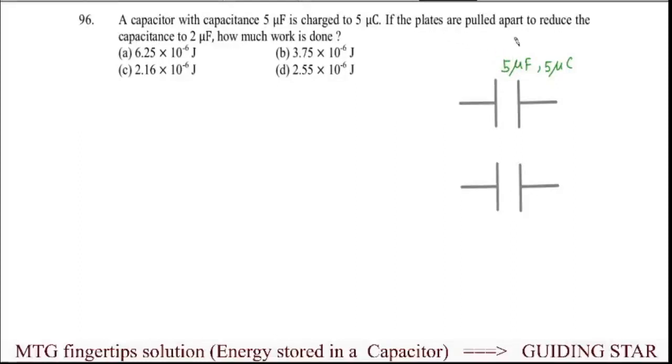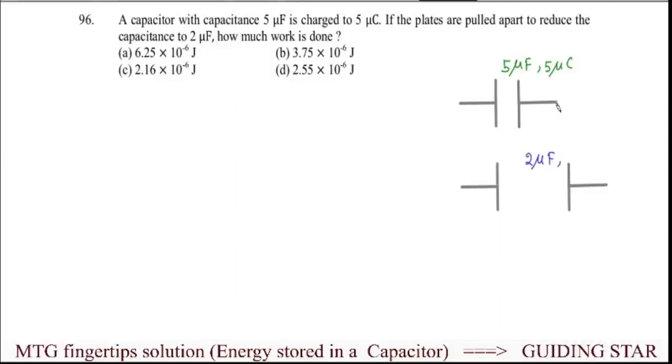If the plates are pulled apart to reduce the capacitance to 2 microfarad. So here we have taken the same capacitor, but according to the given information, we are pulling the plates apart. That means we are increasing the distance between the plates of the capacitor. So when they are pulled apart, the new capacitance is 2 microfarad.